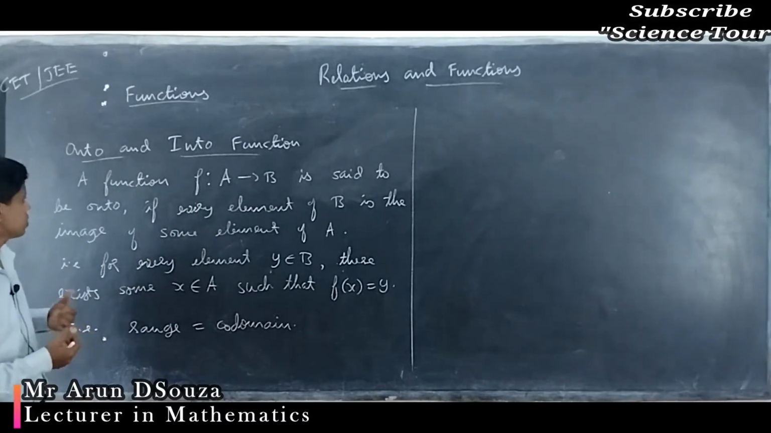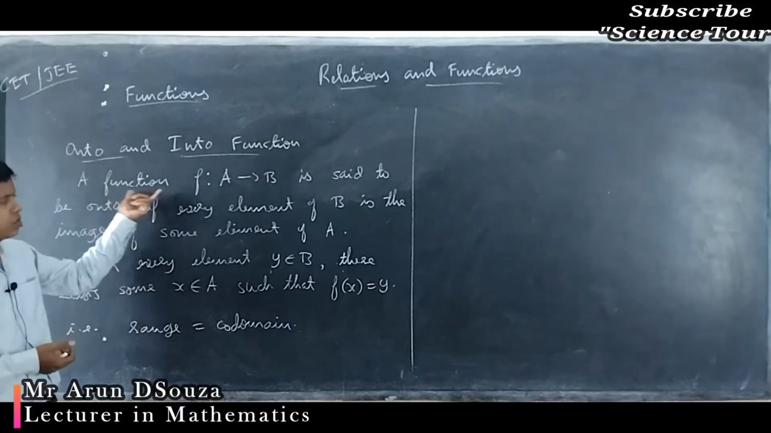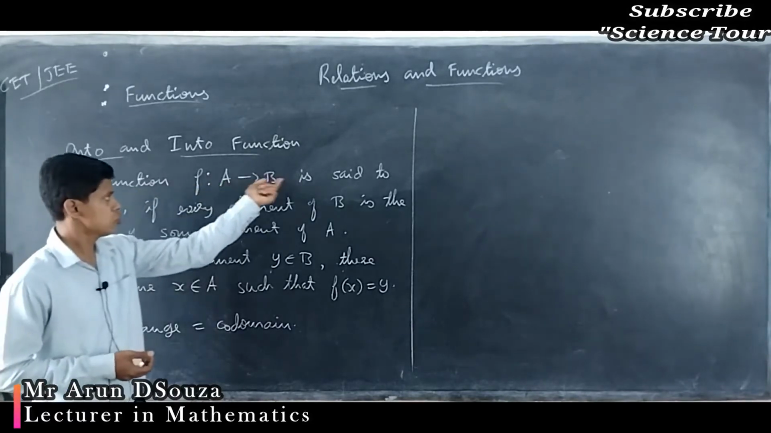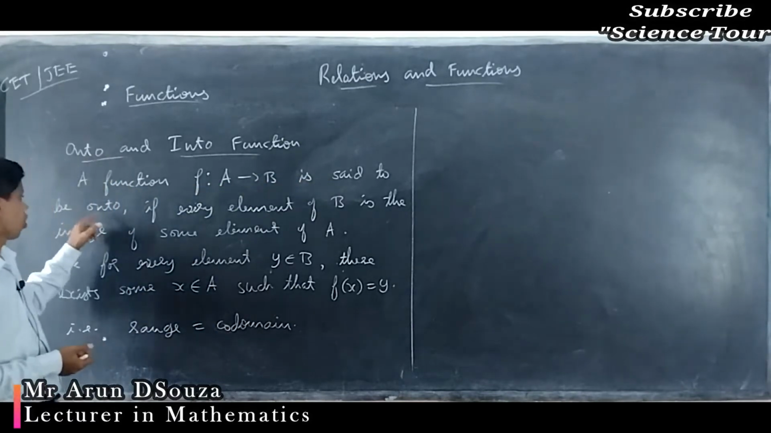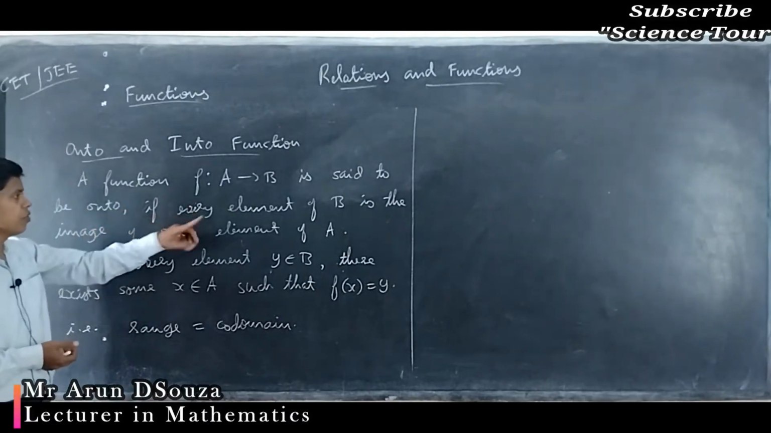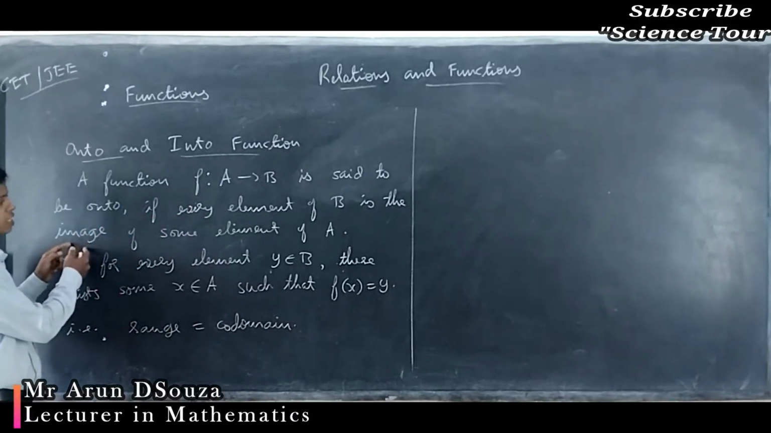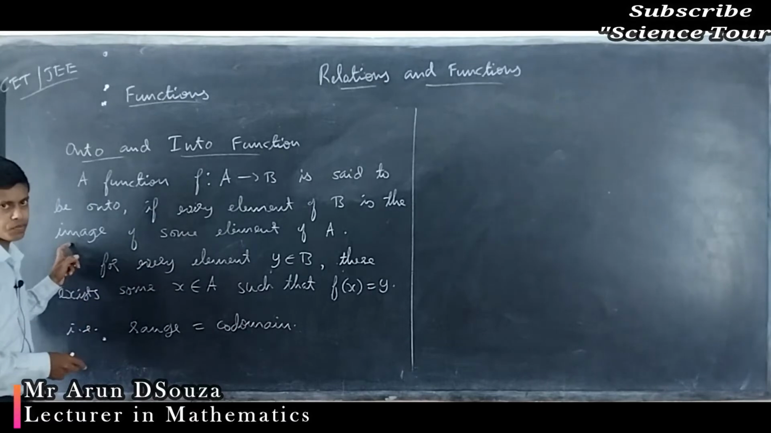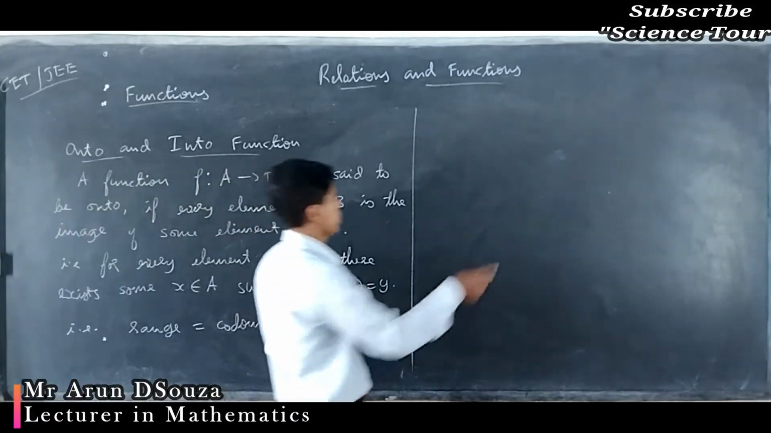Well, when do you say the function is onto? A function f from A to B is said to be onto if every element of B is the image of some element of A. I'll explain this with an example.